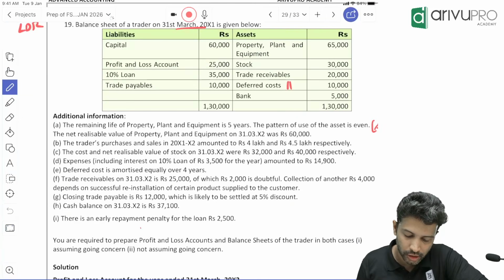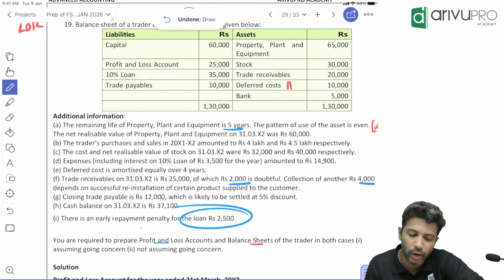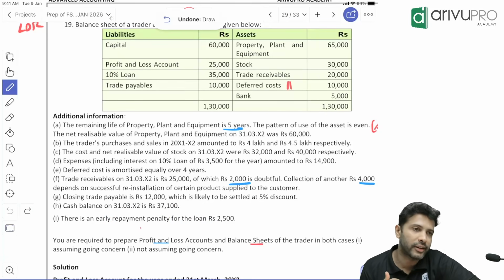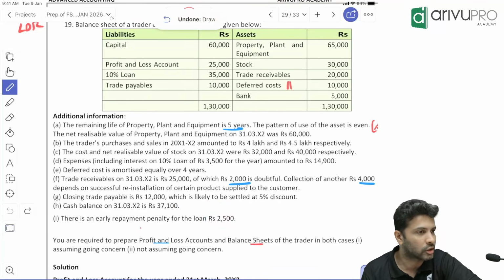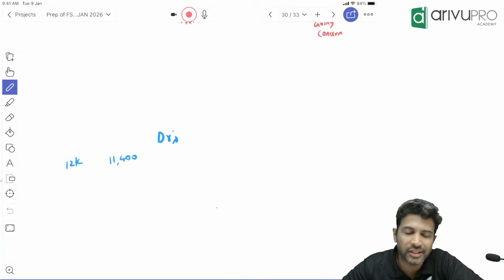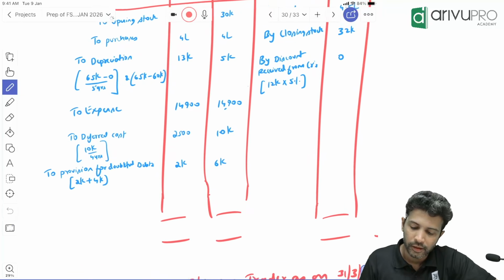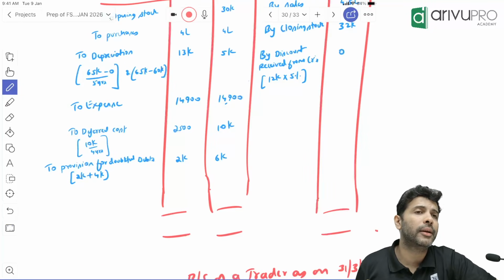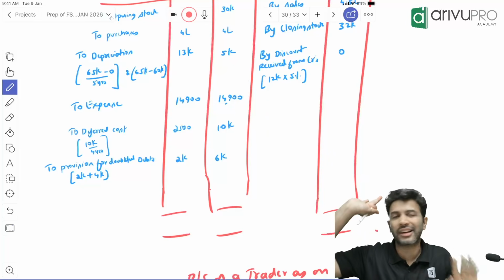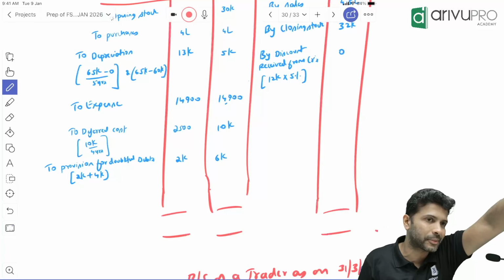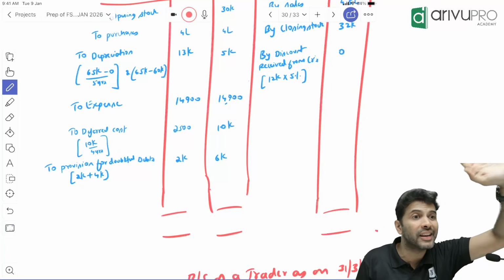Anything more given or that's all? In fact, one more is there. There is an early repayment penalty for the loan. How much? 2,500. If you repay the loan early, you'll have to pay 2,500 as penalty. So that means this is an expense. Will it come in your P&L? When will you repay the loan early? When the entity is a going concern, all the settlement you will do on the proper date. If the entity is not a going concern, then every liability you have to settle immediately.